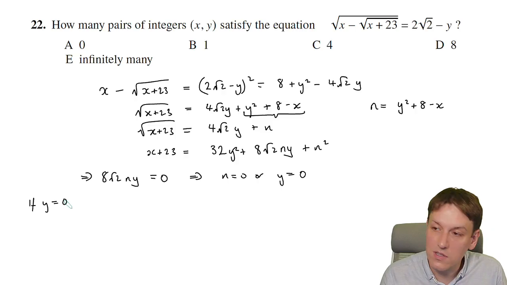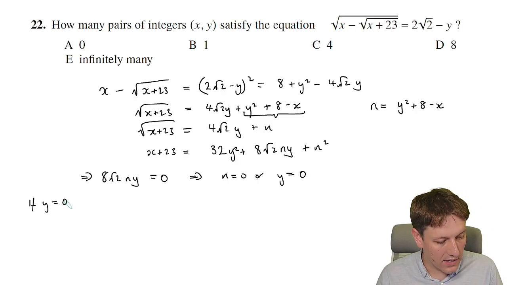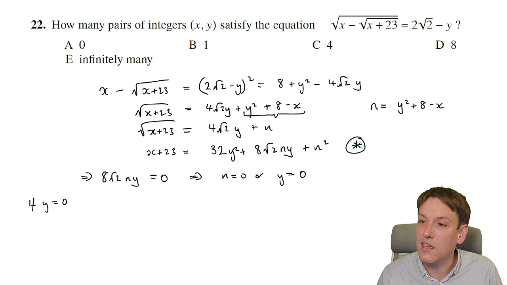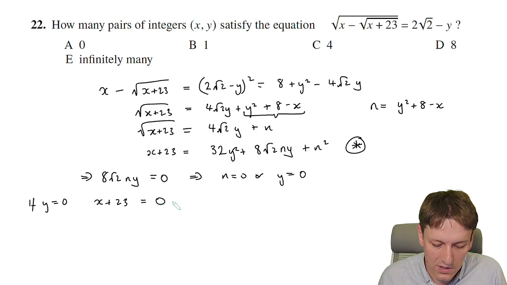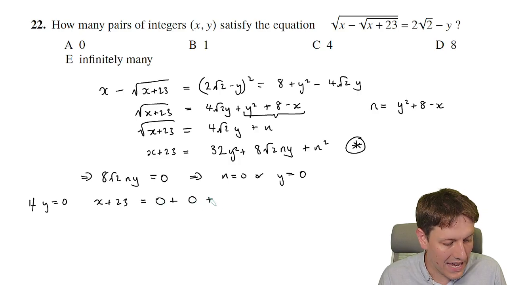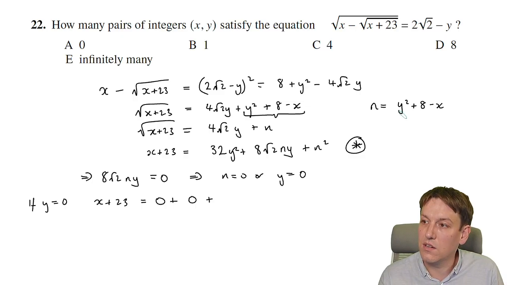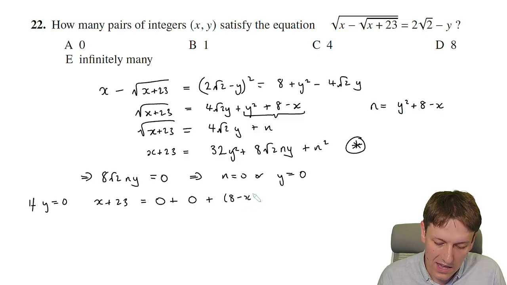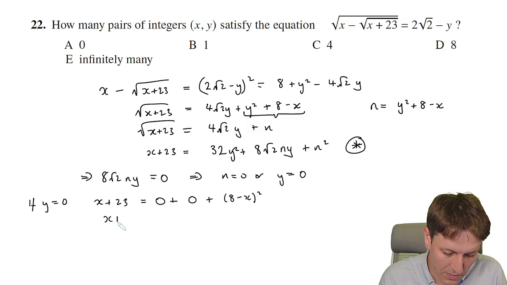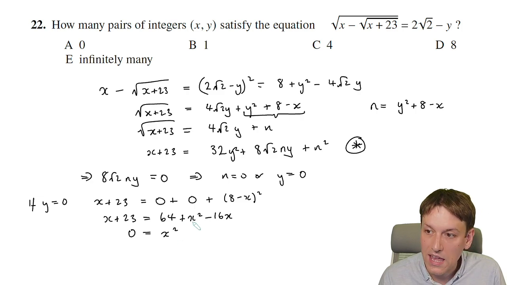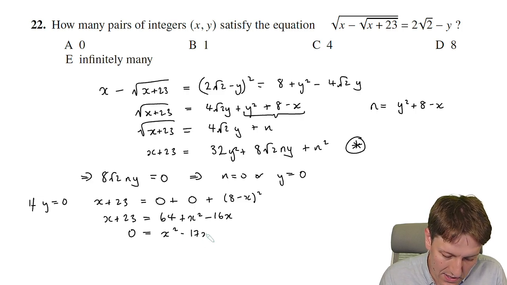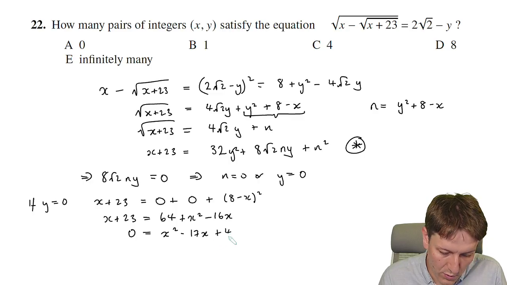Suppose y was 0, then we could go back to this equation here, and if y is 0, I'll just be left with x plus 23 is equal to 0 plus 0 plus n squared, but n is y squared plus 8 minus x, so y is 0, so that's just going to be 8 minus x squared here, and if you multiply that out, x plus 23 is equal to 64 plus x squared minus 16x, so I get 0 equals x squared here minus 17x plus 41.